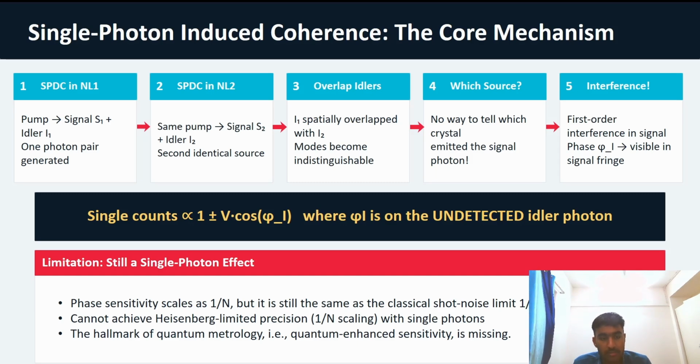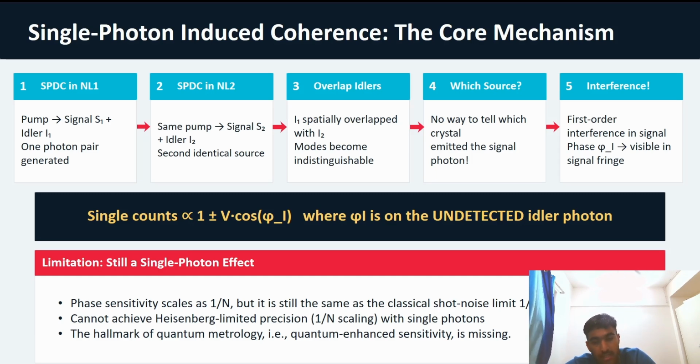Now we have two pairs of photons, a signal and an idler. When both the idler photons are overlapped, I1 is spatially overlapped with I2, the idler modes become indistinguishable, and there is no way to tell. And when we detect the signal photon, there is no way to tell which crystal the signal photon actually came from, and this leads to first order interference in the signal, giving a signal interference pattern, which leads to the observed induced coherence.